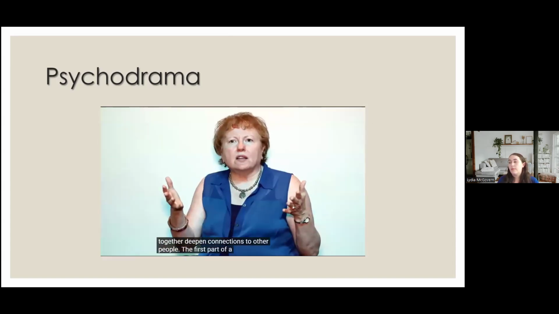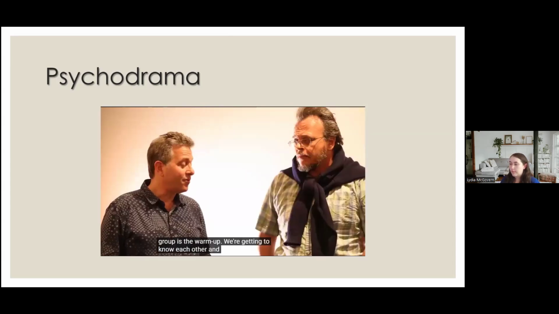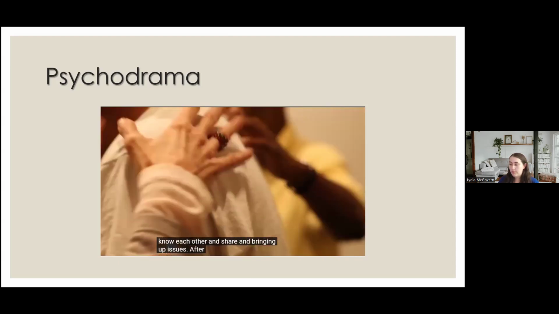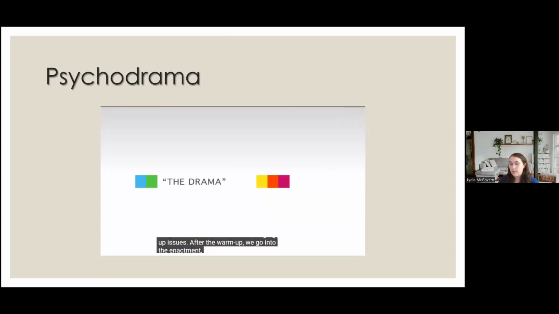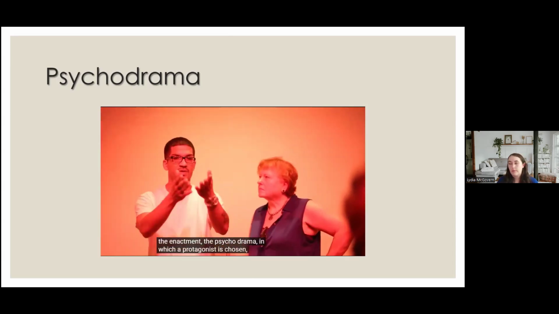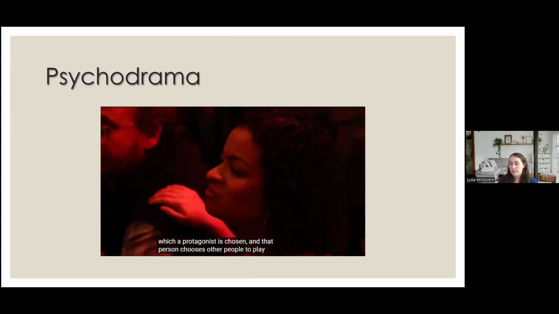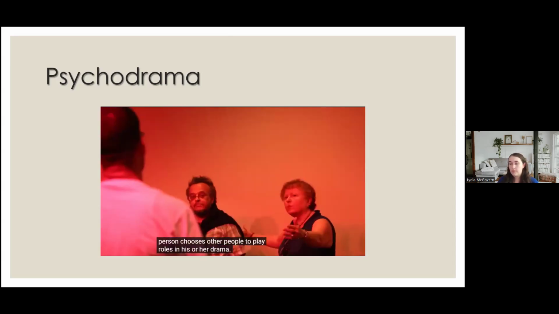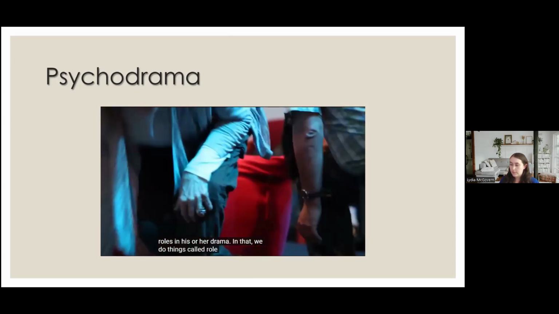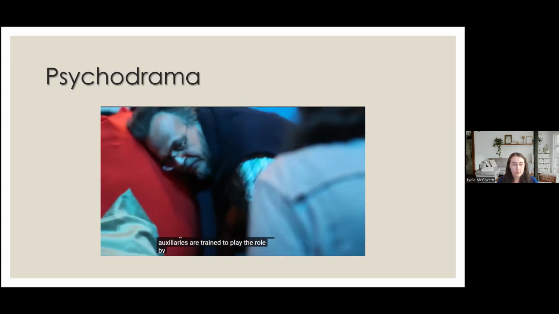The first part of a psychodrama group is the warm-up. We're getting to know each other and share and bringing up issues. After the warm-up, we go into the enactment, the psychodrama, in which a protagonist is chosen, and that person chooses other people to play roles in his or her drama. In that, we do things called role reversal, where the auxiliaries are trained to play the role by the protagonist.